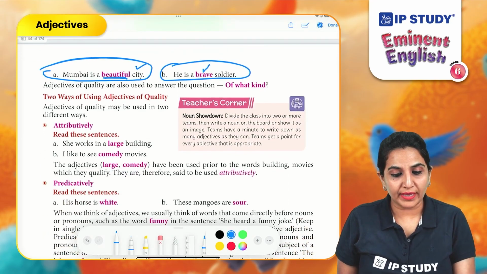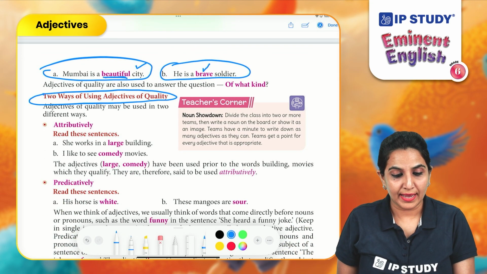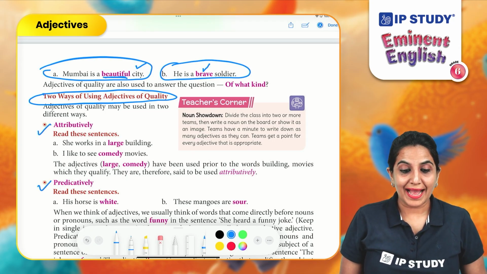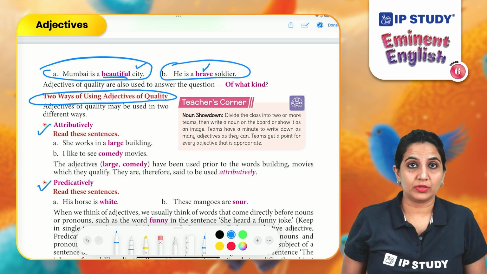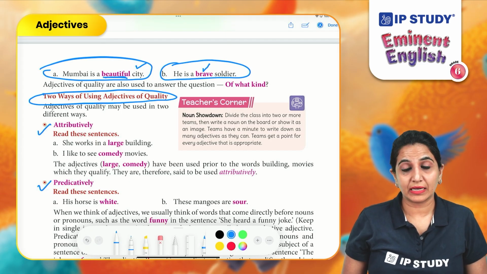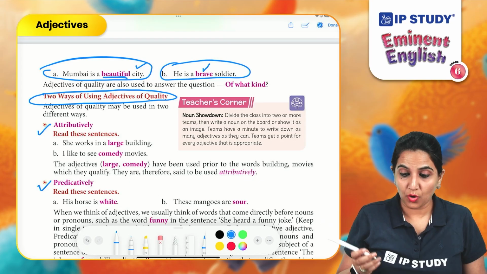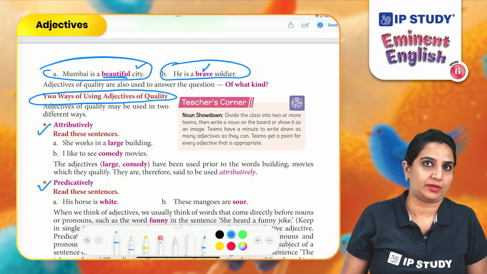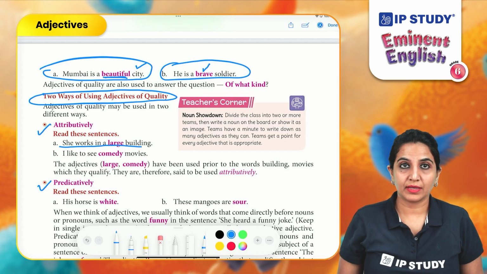There are 2 ways of using adjectives of quality. The 2 ways are attributively and predicatively. Attributively means this is again describing a noun, the quality of a noun, right? But attributively means it comes after the subject in the sentence and it comes before the noun. Like, she works in a large building.